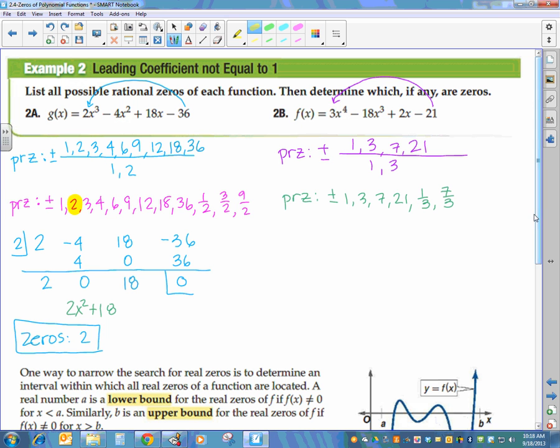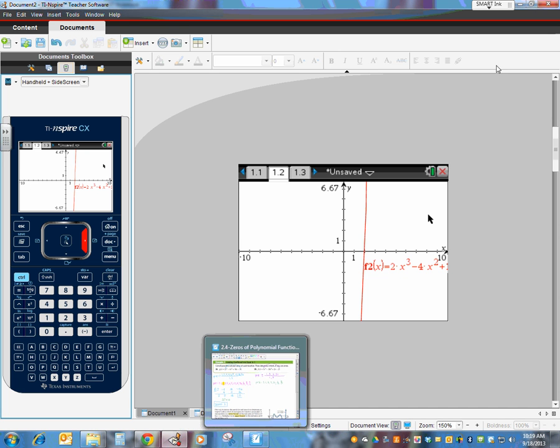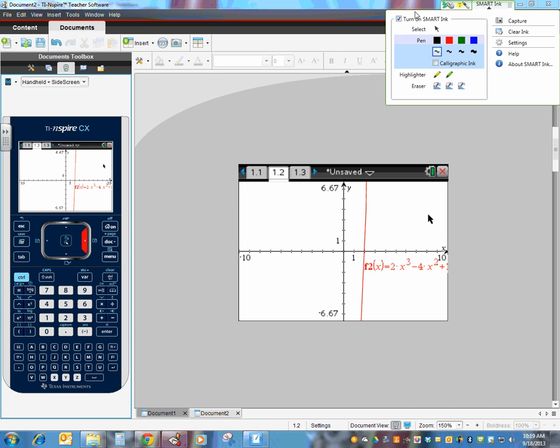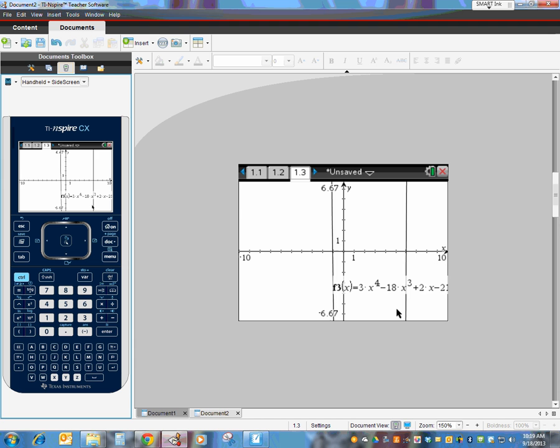So let's go look at 3x to the 4th minus 18x cubed. All right, and it's not. Let me take off my. It likes to be difficult sometimes. Moving along. There's my 3x to the 4th minus 18x cubed.